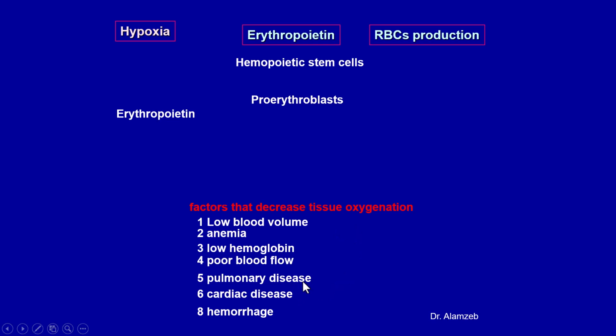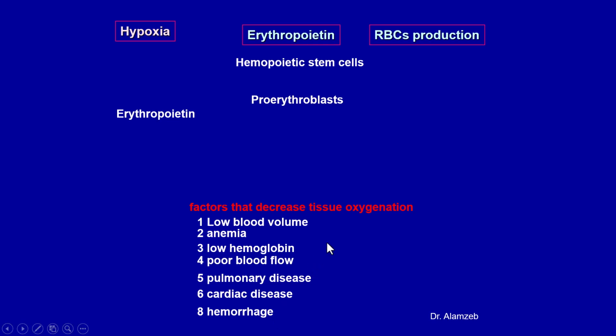In pulmonary diseases like asthma, bronchitis, pneumonia, chronic bronchitis, pulmonary edema, bronchiectasis, in all these conditions, the absorption of oxygen from the alveoli in the lung is decreased and less oxygen is transported and tissue oxygenation is decreased. And hemorrhage causes low blood volume.